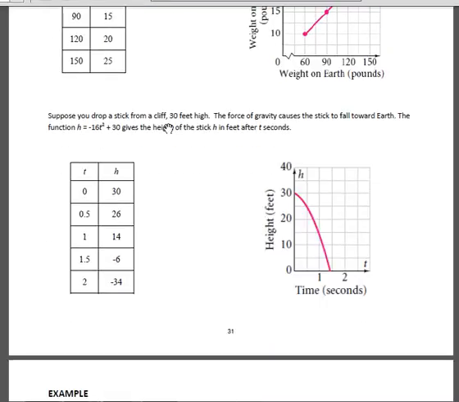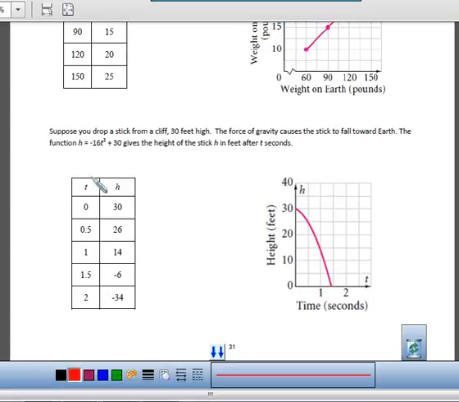Suppose you drop a stick from a cliff 30 feet high. The force of gravity causes the stick to fall towards the Earth. The function h equals negative 16t squared plus 30 gives the height of the stick h in feet after t seconds. Alright, so now let's look at our table. They label it t and h, but really that's like x and y.